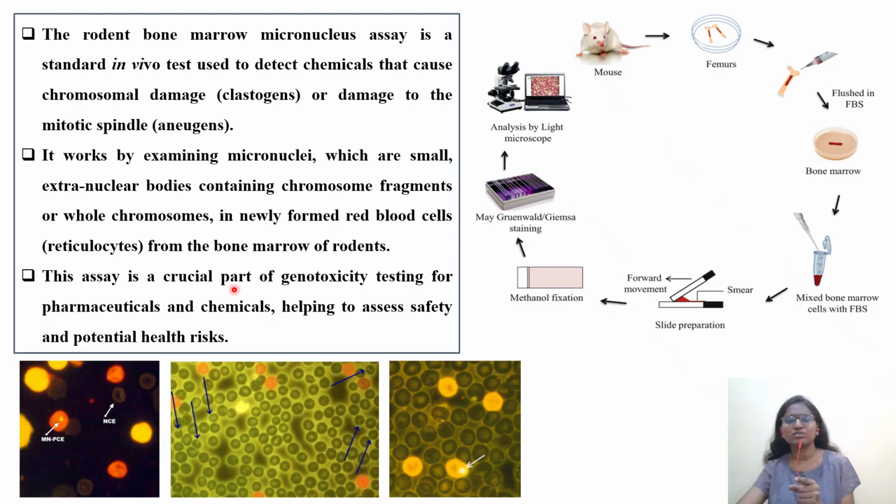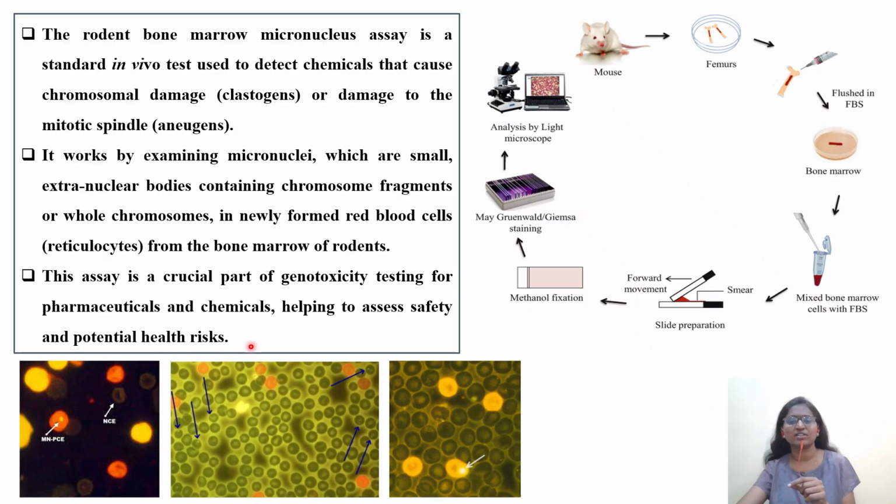This assay is a crucial part of genotoxicity testing. During drug discovery screening, the Ames assay is as usual the main important one. If Ames is positive, the next two assays we have to do are like that, and this assay also comes in. So this assay is a crucial part of genotoxicity testing for pharmaceuticals as well as chemicals, helping to assess safety and potential health risk.